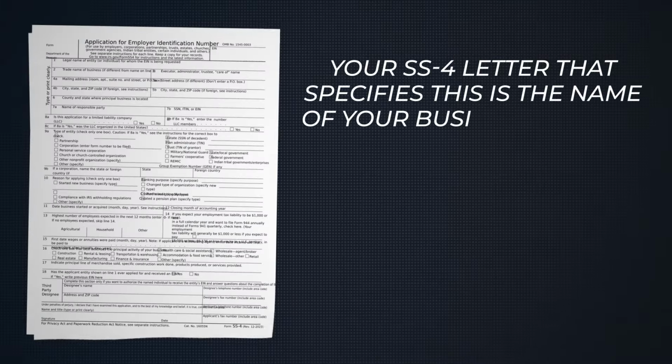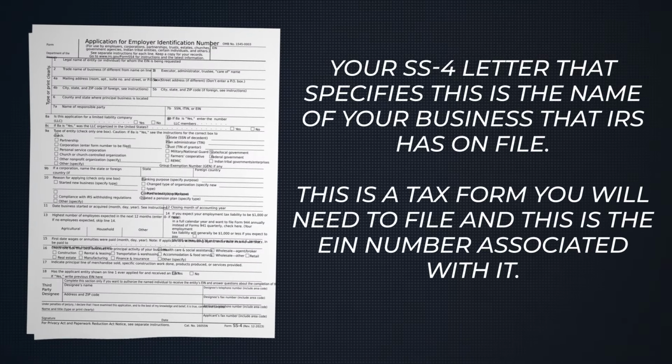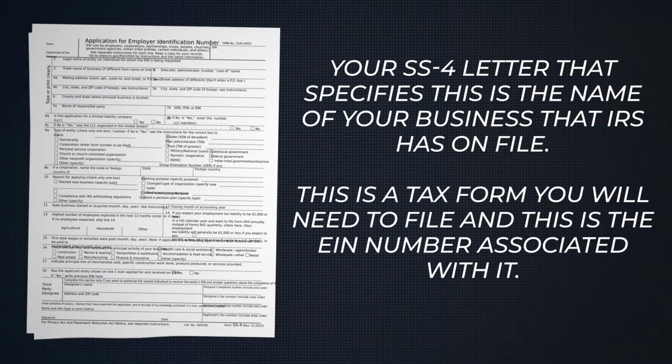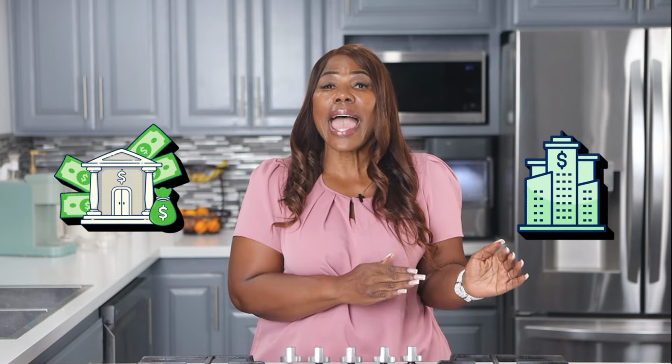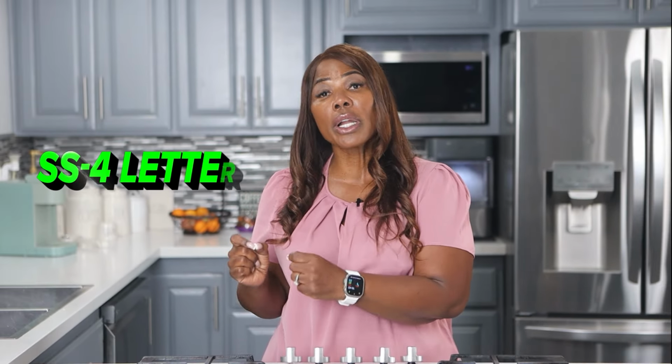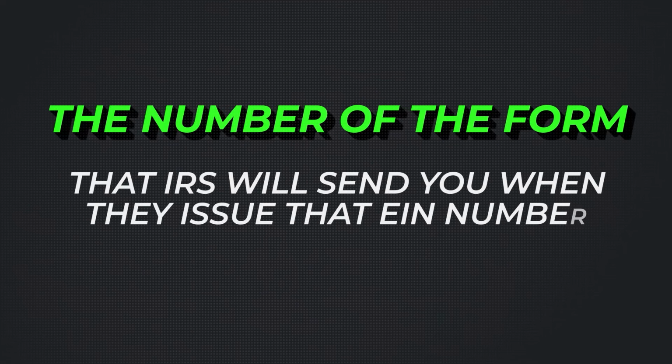You will then receive a letter in the mail, which will be your SS4 letter, that specifies this is the name of your business that the IRS has on file, this is a tax form you will need to file, and this is the EIN number associated with it. Many times, banks and financial institutions will not only ask for the number, they will ask for the SS4 letter, which is the form that the IRS will send you when they issue that EIN number.